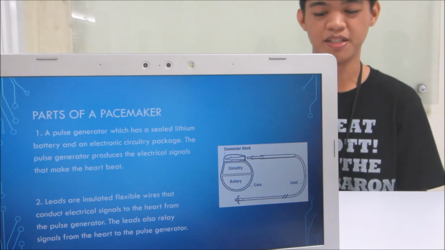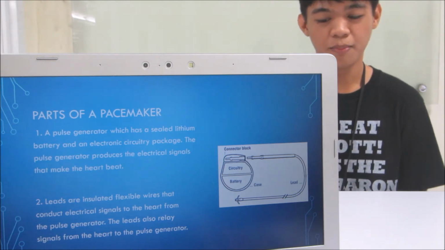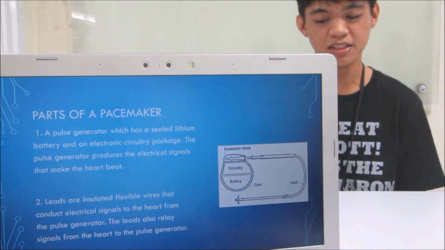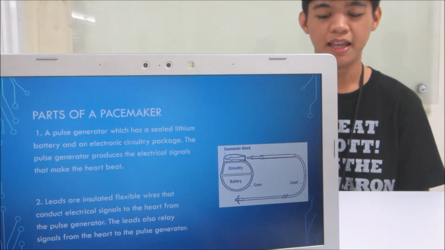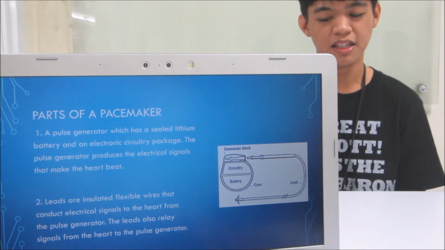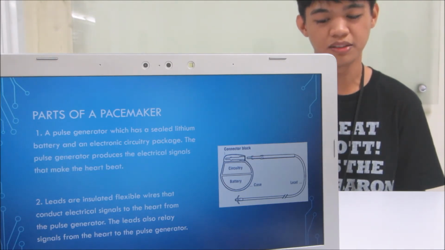What are the parts of a pacemaker? First, a pulse generator, which has a sealed lithium battery and an electronic circuitry package. The pulse generator produces the electrical signals that make the heart beat. The second part is the leads, which are insulated flexible wires that send signals to the heart from the pulse generator and also relay signals from the heart to the pulse generator.